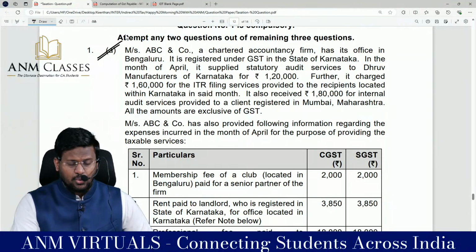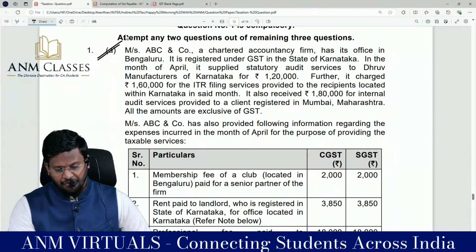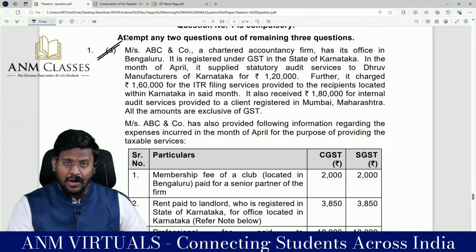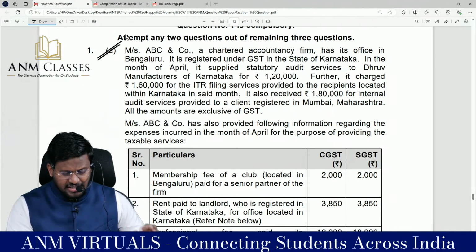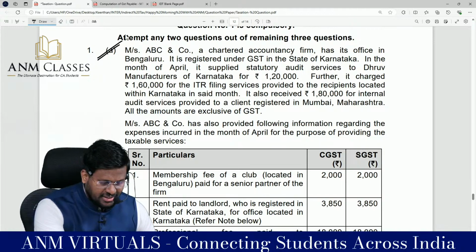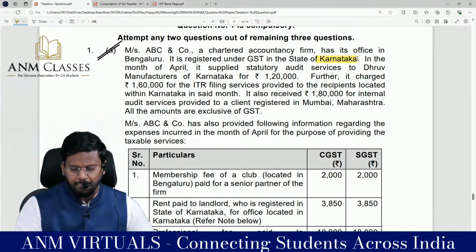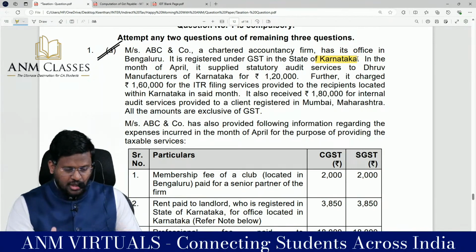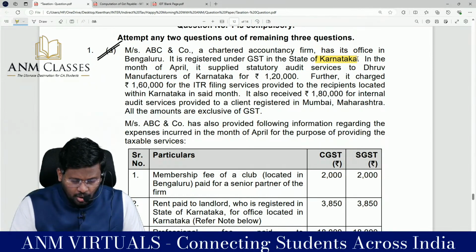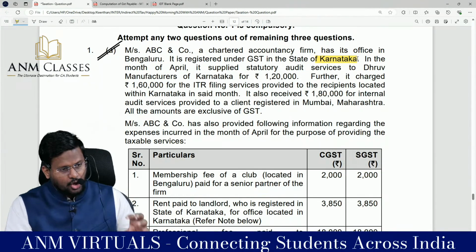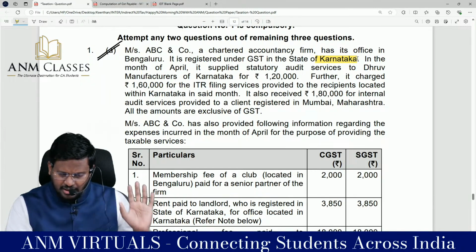M/s ABC & Co., a chartered accountancy firm, has its office in Bangalore. It is registered under GST in the state of Karnataka. Okay, fine. So what are the facts of the question till now? There is ABC & Co., a chartered accountancy firm. Their office is in Bangalore. They are registered in Karnataka.